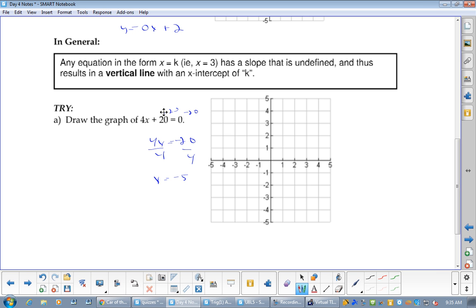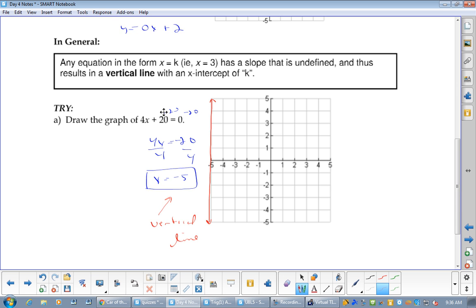Okay. So this is something you just need to know. But when it just says x equals negative 5, it's going to be a vertical line. And you actually can't graph this on your calculator, because if you look on your calculator, it's always y equals, y equals, y equals. So you just need to know that when it's x equals, it's always a vertical line.